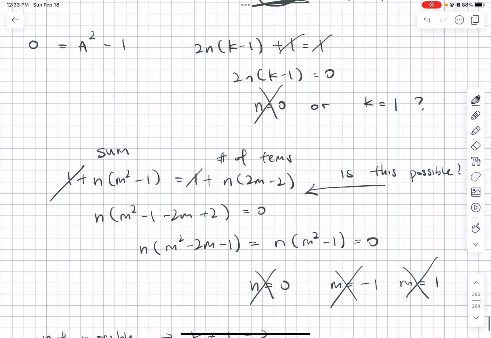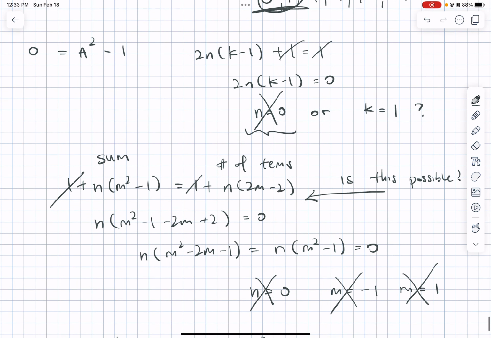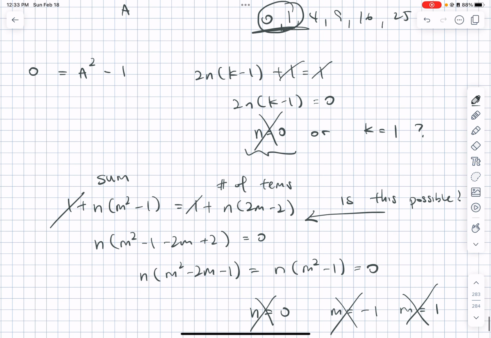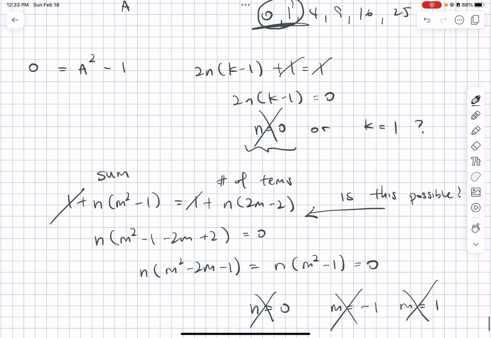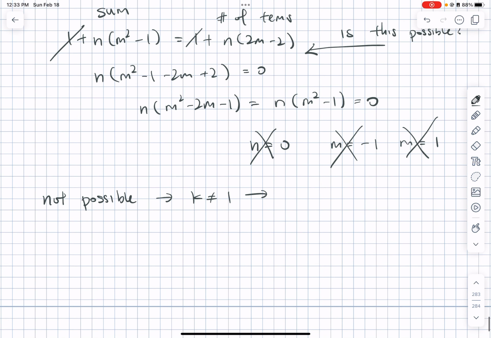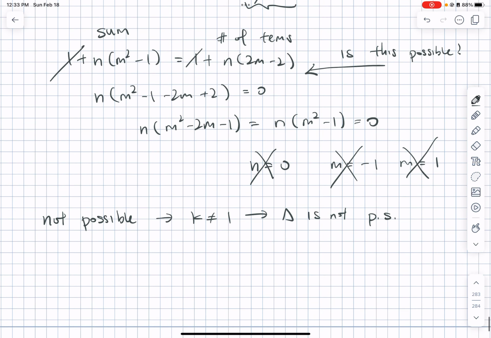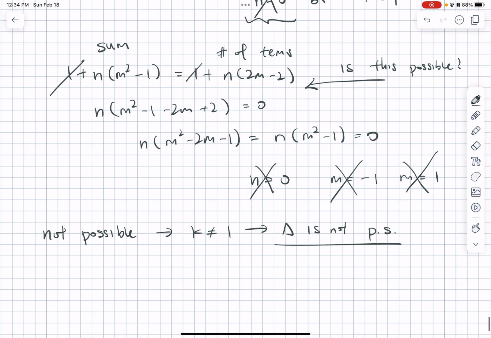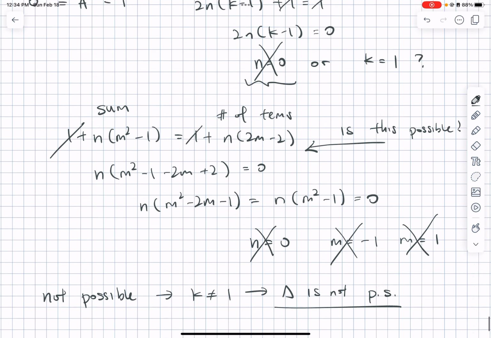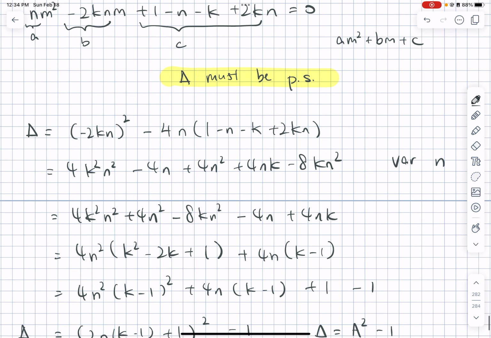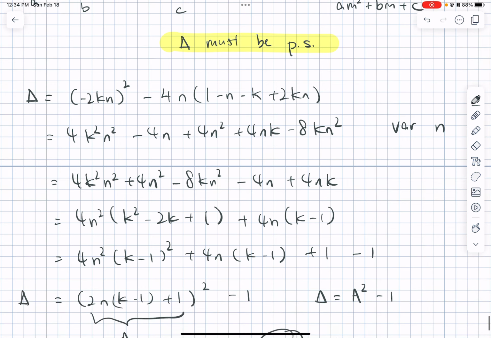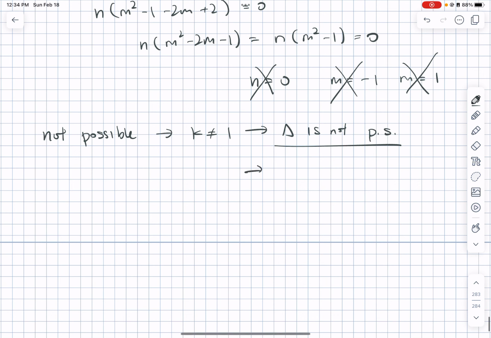So we already know that n can't be 0. These two perfect squares can't have a difference of 1. If all of this is not possible, the fact that k isn't equal to 1 means that the determinant is not a perfect square. There's no possible arrangement of m, n, and k. If the determinant is not a perfect square, remember the determinant is used to solve for m in the quadratic formula. So that means m is not an integer.